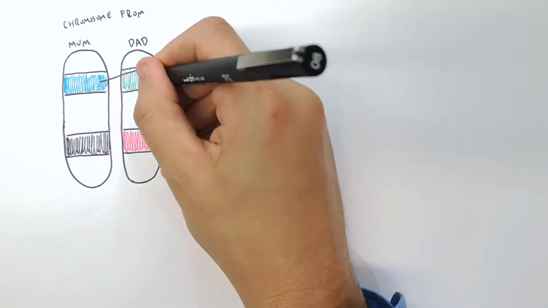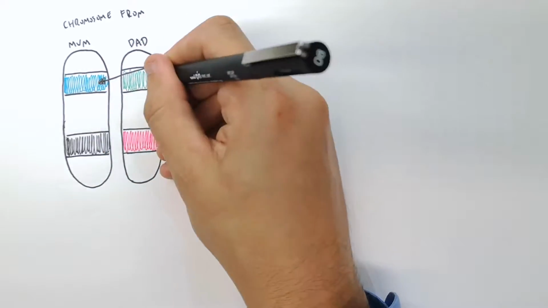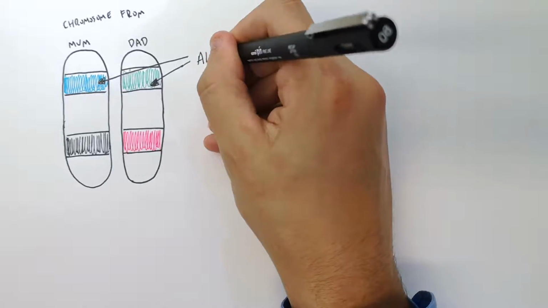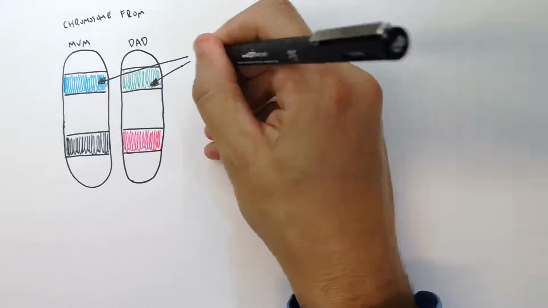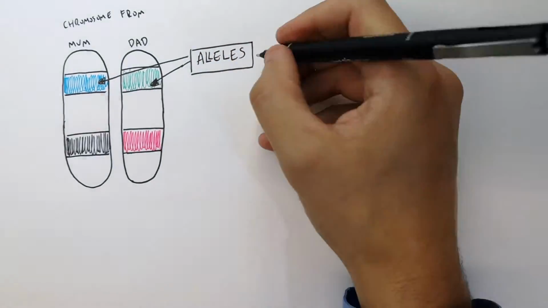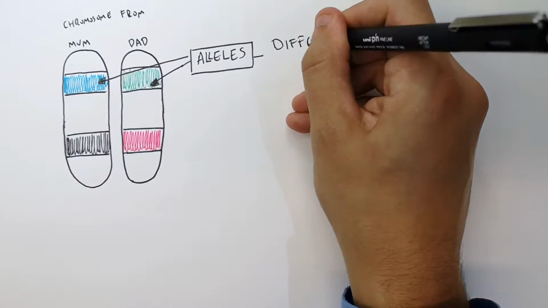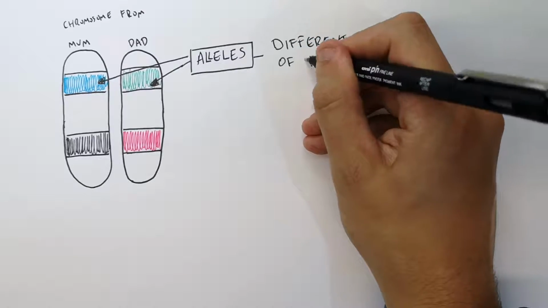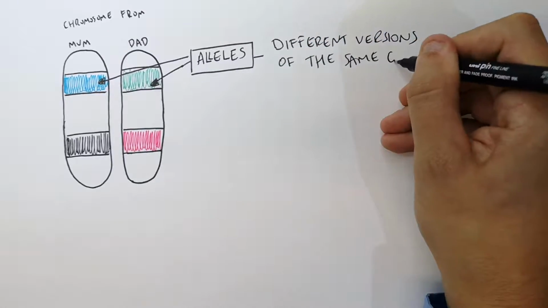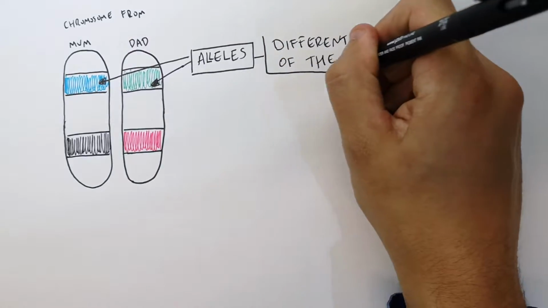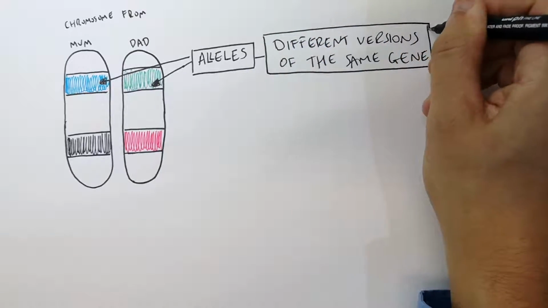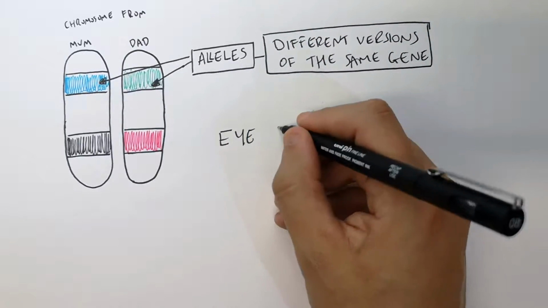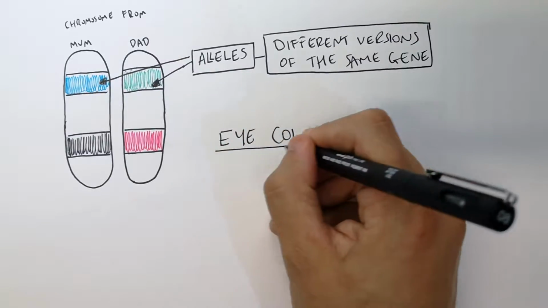So this person here has inherited one gene from mum and one gene from dad, and they're different. So they are alleles. The definition for alleles is different versions of the same gene. And today we're going to be looking at eye color, the inheritance of eye color.